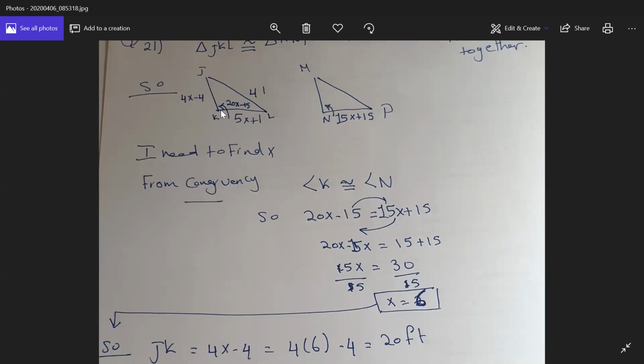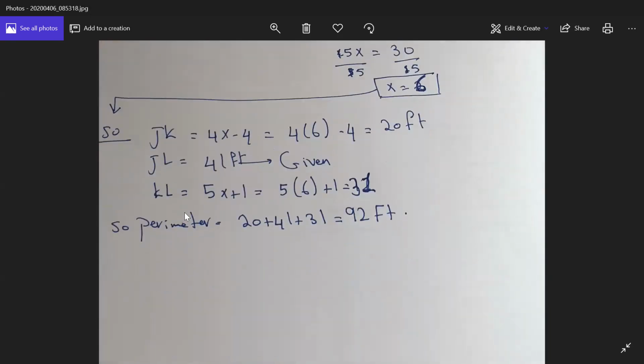Now, beginning with JK. JK is 4x minus 4. Substituting, I'm going to remove the x and put 6. So it's 4 multiplied by 6, minus 4. It's equal to 20 feet. Right? Okay. What about JL? JL is already known. It's 41 feet.